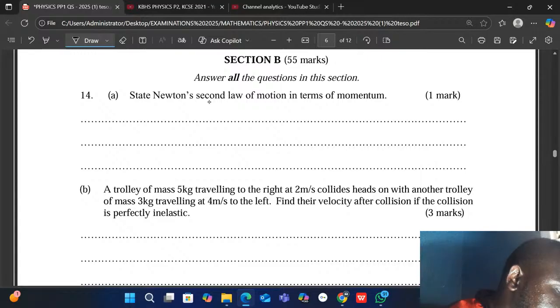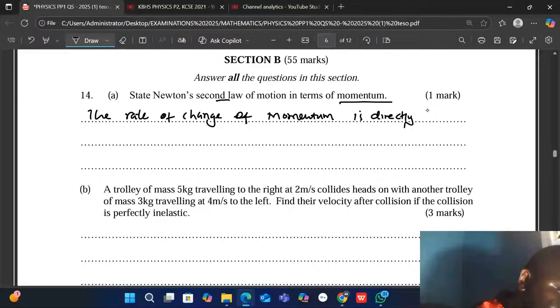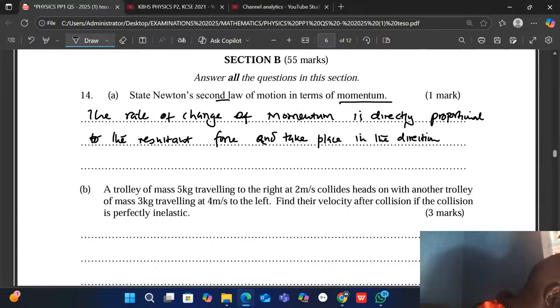State Newton's second law of motion in terms of momentum. Then it says that the rate of change of momentum is directly proportional to the resultant force that takes place in the direction of force.